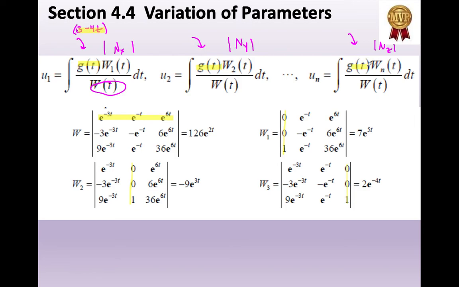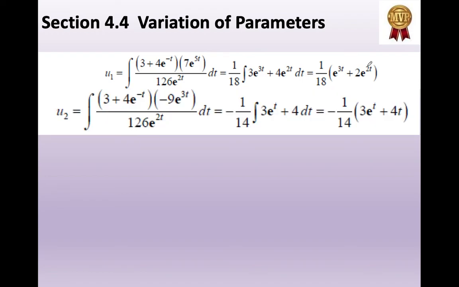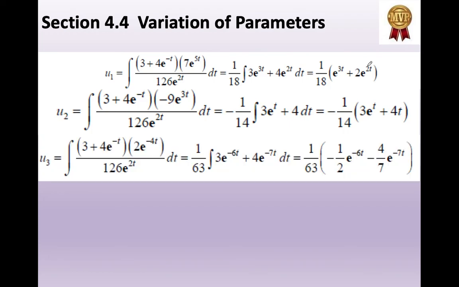So this integration is a little bit nastier than the first, just algebraically really, not calculus-wise. Right, so there's the first one. If you combine and suck out a factor, you get 1 over 18, and then it's not bad at all. There's u sub 2. Then u sub 3.